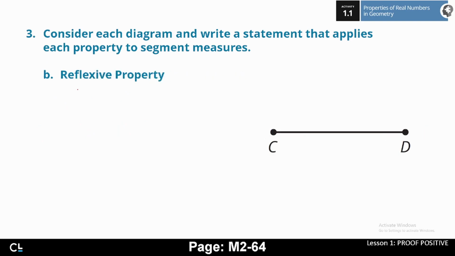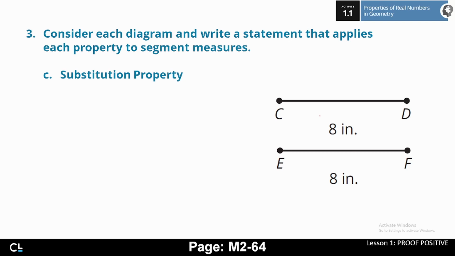Next up, reflexive property. Once again, our reflexive property means that something is equal to itself. So we could say CD is equal to CD. Nice and easy, plain and simple. Nothing really hard there to work off of. Our substitution property, right? We could say CD is equal to 8, but we also know that EF is equal to 8, so we could say CD is equal to EF, right? Easy there too.